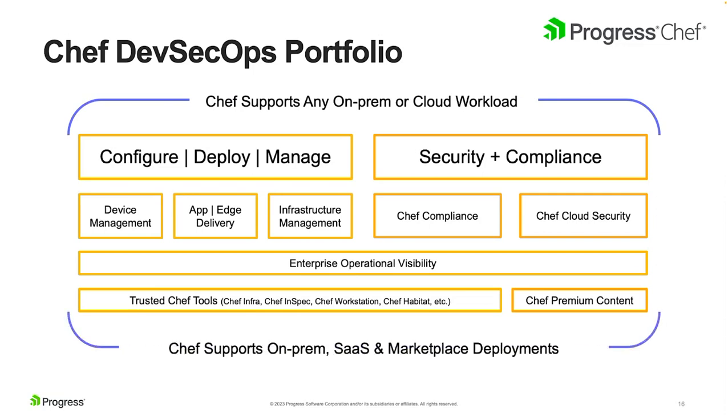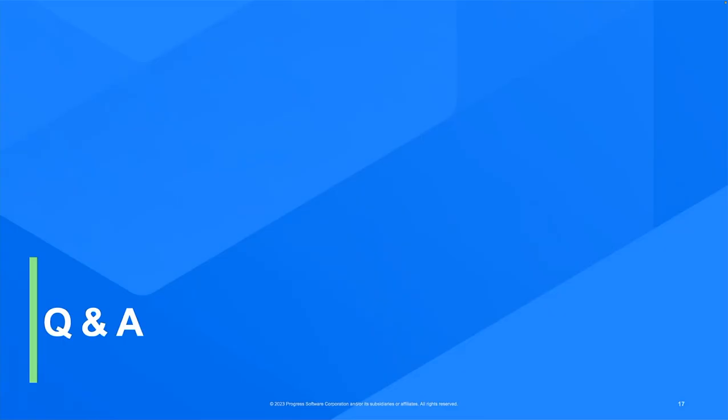We support application infrastructure that is deployed on any on premise or cloud location while providing deployment and purchasing flexibility that includes on prem, SaaS, and even marketplace options. So this pretty much covers everything that we had for this session.